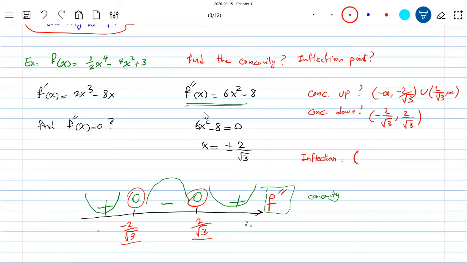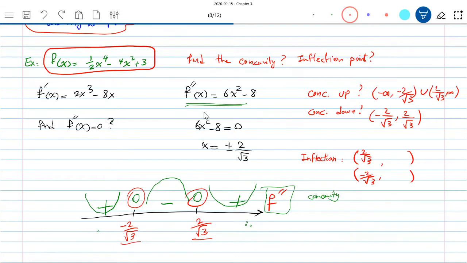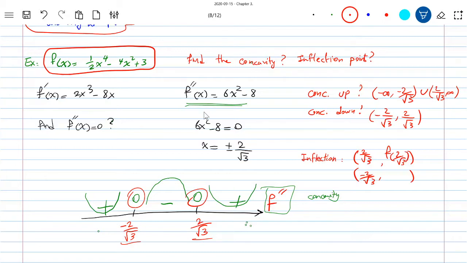So if they ask you for the inflection point, since they say point, you have to have an x and y coordinate. X is given: 2 over root 3 and negative 2 over root 3. How do you find the y value? You go back to the original function and replace x in here. 2 over root 3 to the power 4 would be 4 over 9, minus 2. You can calculate that one. It's adding up fractions. Then F of negative 2 over root 3. You should calculate these two.